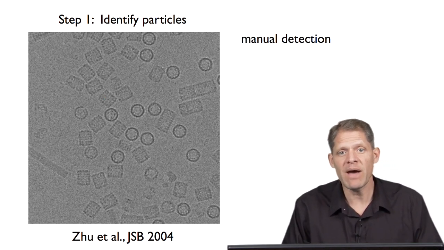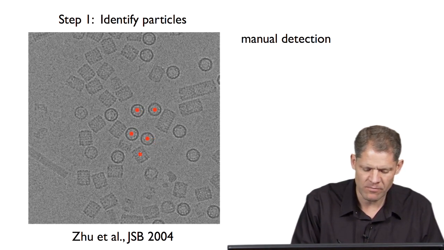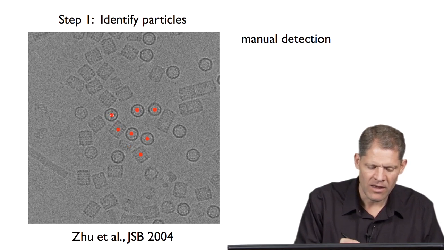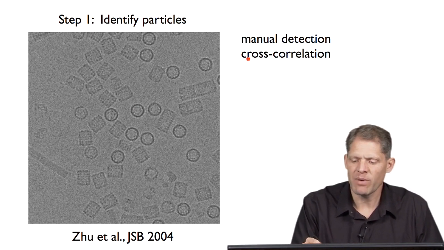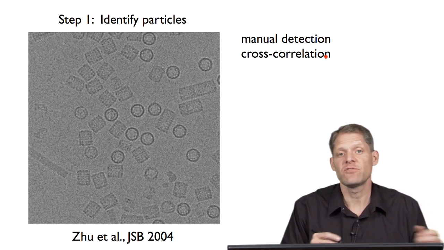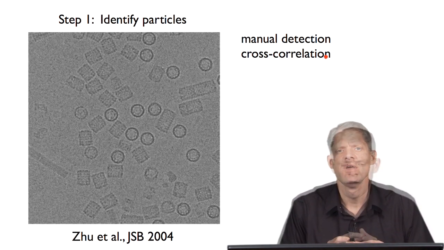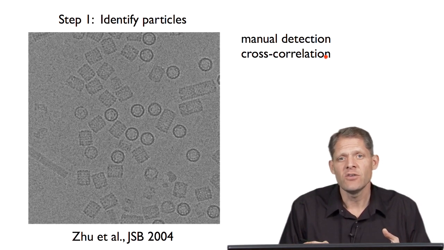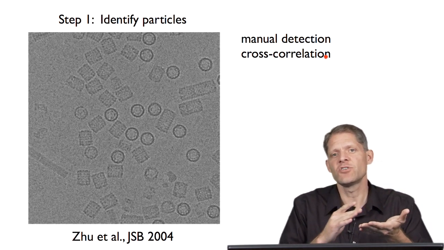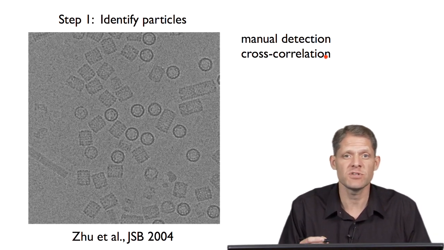There's many ways to do this. One way is simply with a mouse and a viewer to mark each of the particles as they see them and pick them one by one manually. Another common way is by cross-correlation. If you have some kind of template and you know at least a little bit about the particle you're looking for, for instance that it's round or at least something about its size, you can use that as the template and search computationally by cross-correlation for everything in the images that looks close to that.